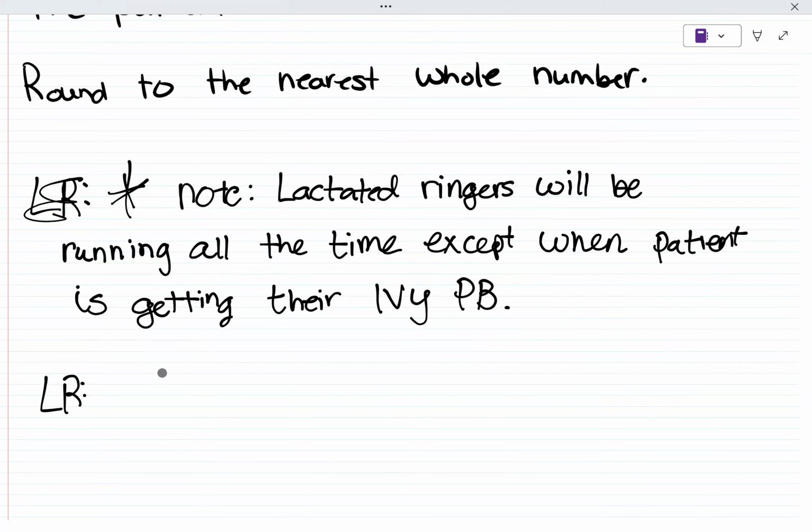So that would be 4 times 30. Yeah, 4 times 30, because why did I say 30? It's because it's running over 30 minutes. So 4 times 30, that's 2 hours.